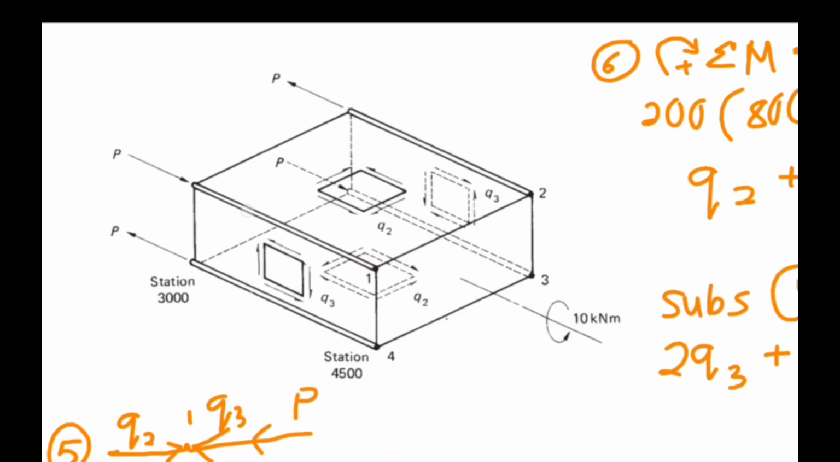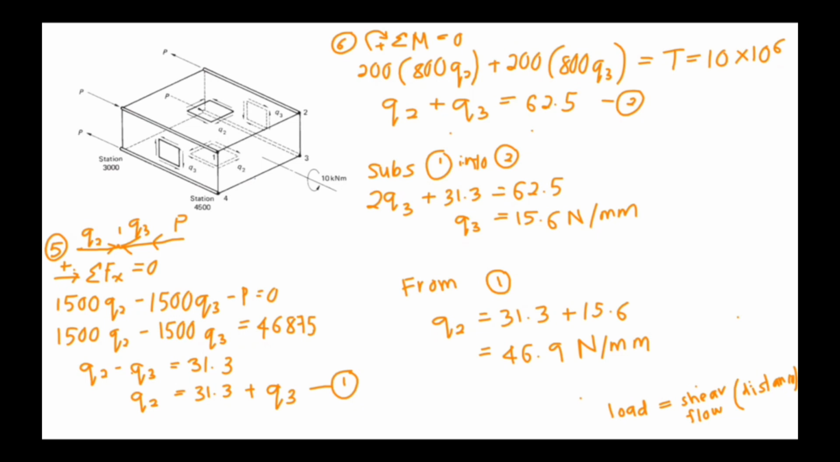This figure shows the loads on the bay, the shear loads on the bay. This one is the free body diagram at the point of flange 1, and I use the equation of equilibrium in horizontal forces at flange 1. So substitute the value: 1500 Q2 minus 1500 Q3 minus P is equal to 0, and then we rearrange, and we will get the first equation, which is Q2 is equal to 31.3 plus Q3.